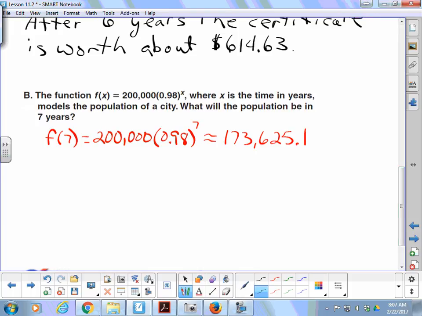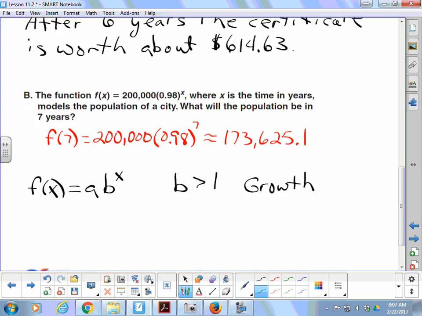So from f of x equals a times b to the power of x, in our exponential functions, if b is greater than 1, we have growth, so it's going to get bigger. It goes up. And if b is between 0 and 1, then we have decay, so it goes down.